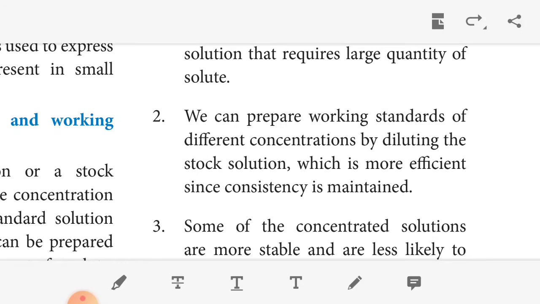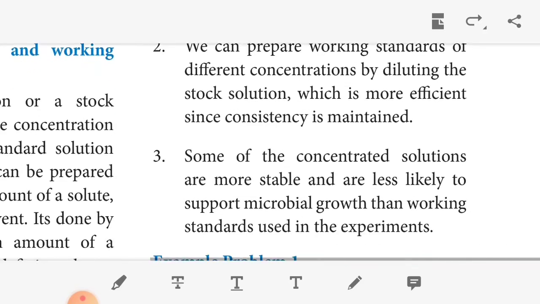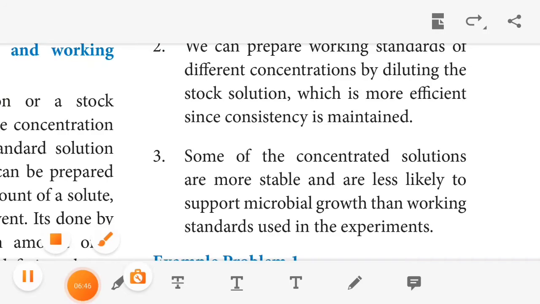The second one: we can prepare working standards of different concentrations by diluting the stock solution. So from one stock solution we can prepare various amounts of working standard solution, which is more efficient, since the consistency, that is the concentration, is maintained. Then the third advantage: some concentrated solutions are more stable and less likely to support microbial growth than the working standard used for the experiment. So these are the advantages of using a standard solution.